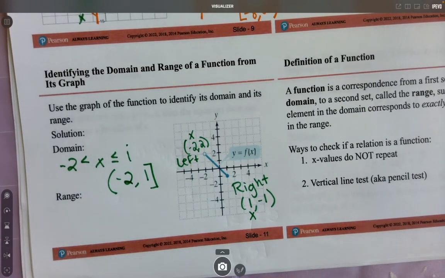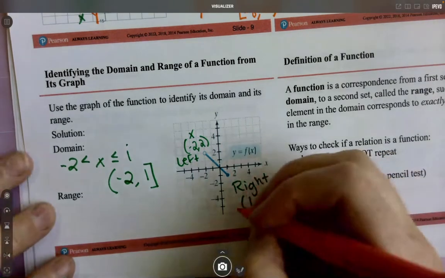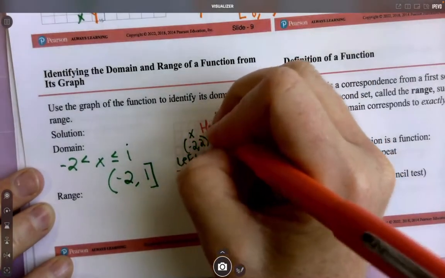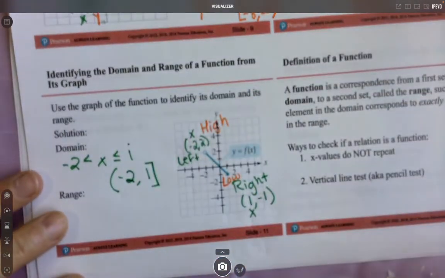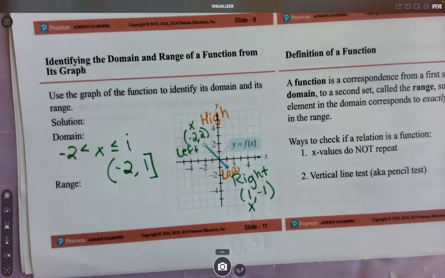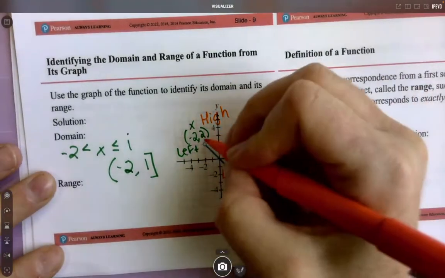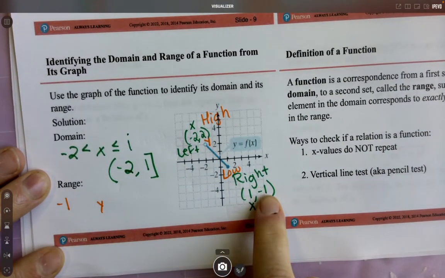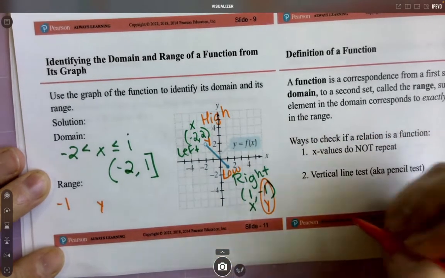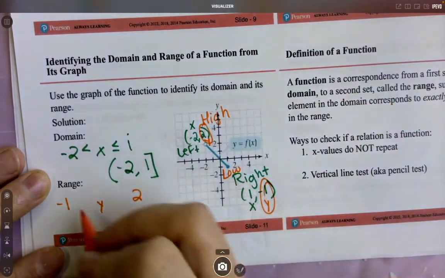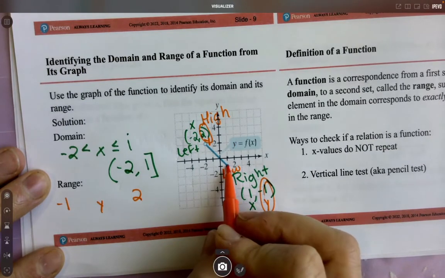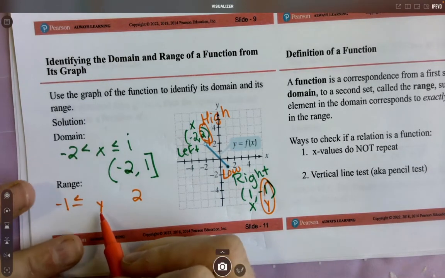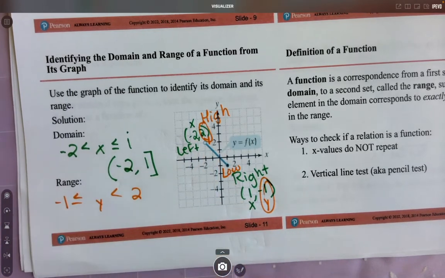Okay, so let's look at the next one. I mean, not the next one, but the range. So low to high. So this one's my low. This one's my high. See how it can be mixed around? Low and left are not always the same. So y value. So it's -1 because that's the y value of our low, to our high, 2. And the low one is the one that's closed, so it's going to be like that. The high is open, so it's going to be like that. So -1 is less than or equal to y is less than 2.